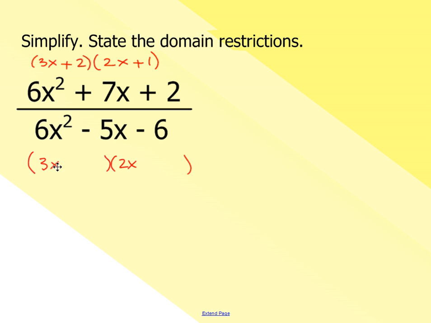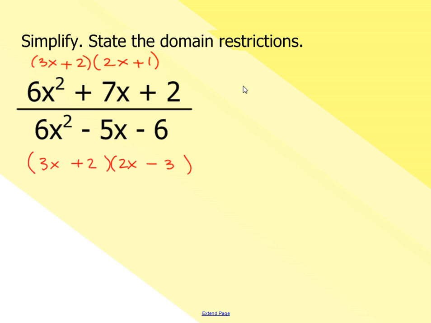So as I'm going through this, I'm going to try, this can either be a 1 and a 6 or a 6 and a 1. It can be a 2 and a 3 or 3 and a 2, and I also need to play with my signs. So this one, it turns out, is 3x plus 2 and 2x minus 3. Remember to check. So this is 6x squared. Negative 9x plus 4x is negative 5x, and 2 times negative 3 is negative 6.